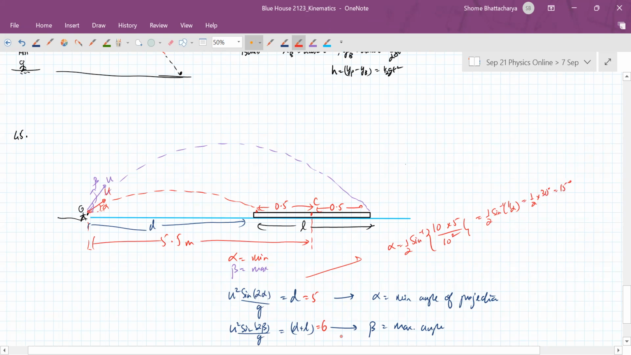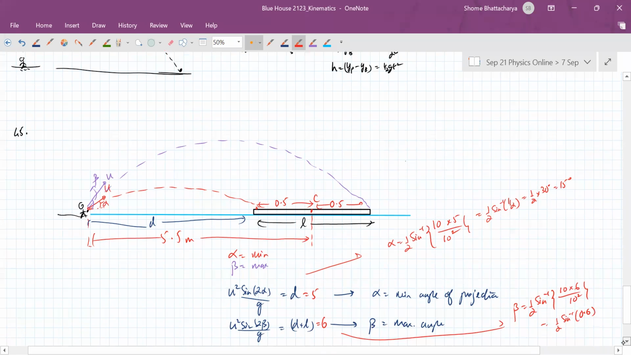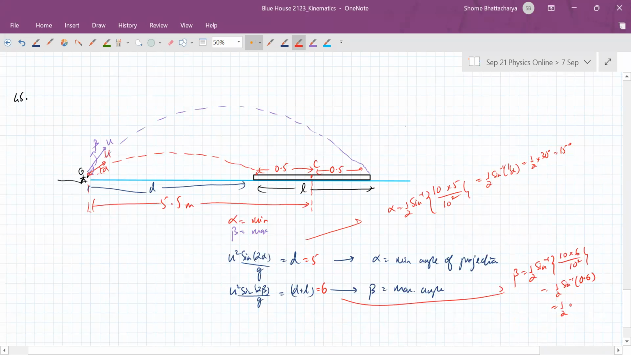Okay, and from this you will get beta as half of sine inverse of 0.6, you know, which is 3 by 5. So it's 37 degrees half. 18.5 degrees.